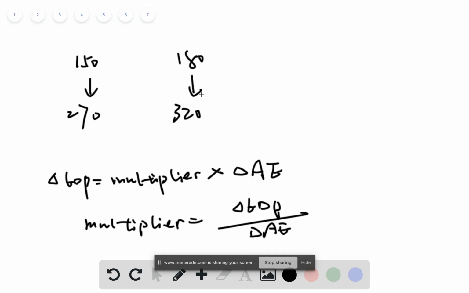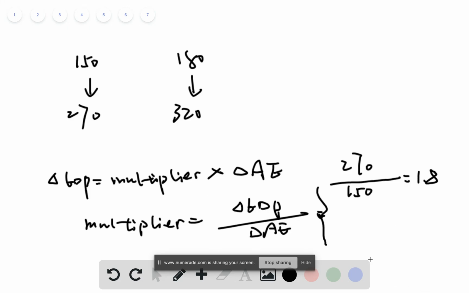There are two ways to do it because we have two groups of numbers here. If the change in aggregate expenditure is 150, the change in real GDP is 270. So we use 270 divided by 150. If you calculate, it equals 1.8.